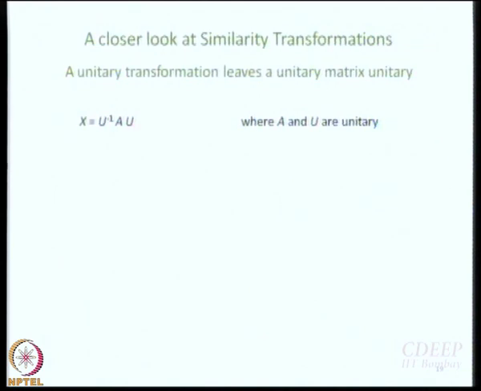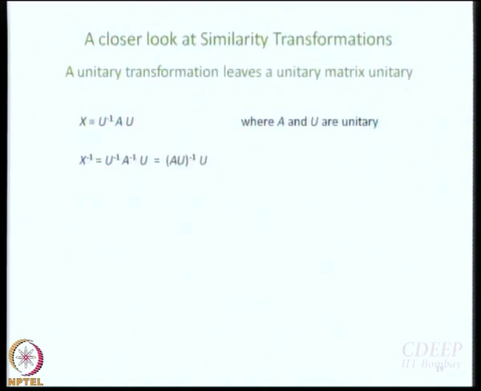Am I a little clearer now on what I am trying to say? The U's have to be this U and this U. When I say U's, once again it is confusing. This U and this U, well same U actually, U and U inverse, that is the unitary matrix, U for unitary. That is the meaning of unitary transformation, and when you perform a unitary transformation on a unitary matrix A, then our contention is that the matrix X that you get is also unitary. That is what we are going to learn. A unitary transformation leaves a unitary matrix unitary.